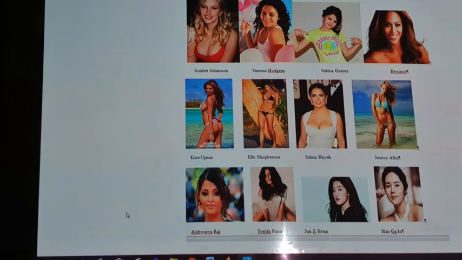Who is the cutest woman here? Who is the most stylish woman here? Who is the ugliest woman here? Who is the, what have we not done? Youngest woman here?